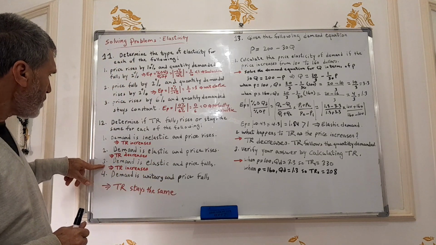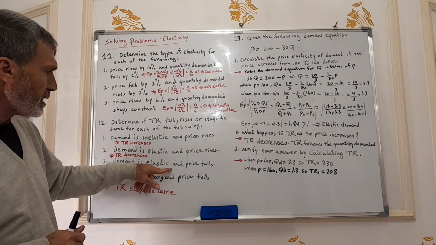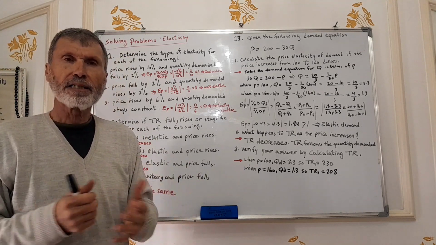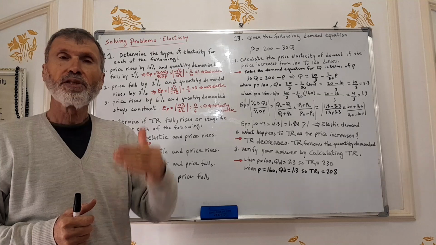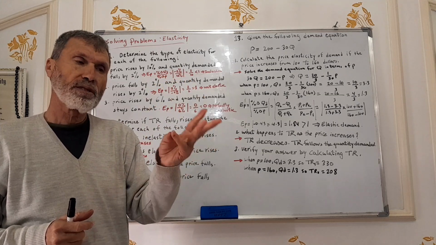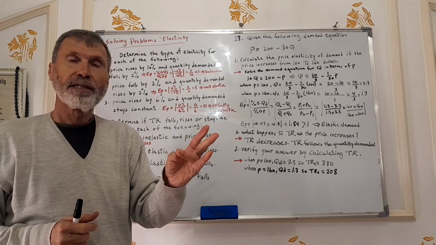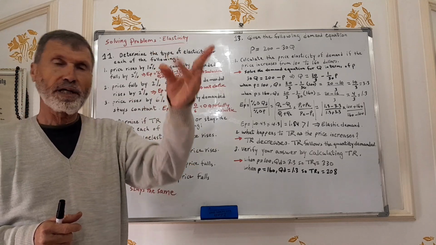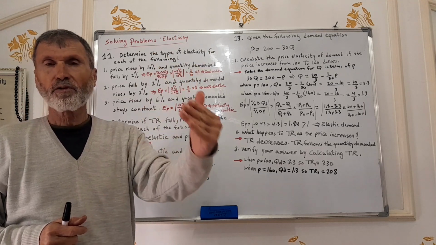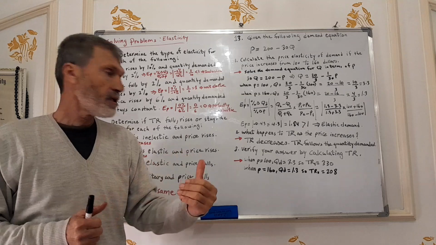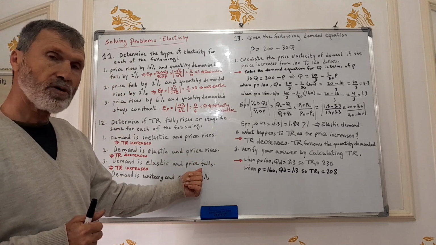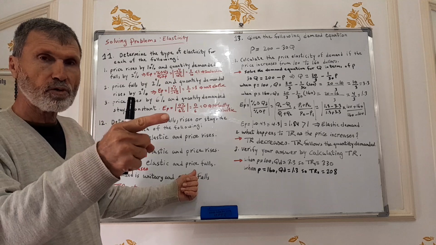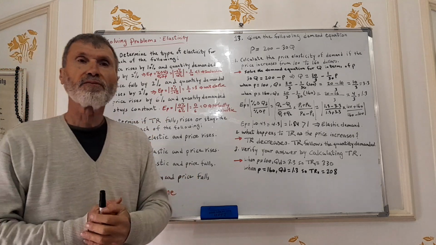Now, 3, demand is elastic and the price falls. So here, exactly as I said, total revenue will increase. Why? Because demand is elastic and price falls, therefore total revenue will increase. Total revenue will follow the quantity demanded. When the price falls, that means quantity demanded will increase, so total revenue will follow the quantity demanded, and so total revenue will increase.